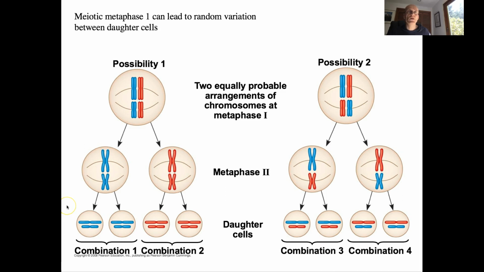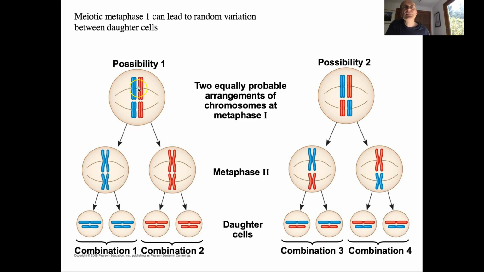Here's a figure that I wanted to show you that shows you another way how meiosis shuffles the chromosomes, and I mentioned that earlier on when we talked about metaphase. So I want to point this out again. In meiotic metaphase 1, that can lead to random variation between daughter cells. And what I mean with that is the following. This is metaphase 1, this is metaphase 2, and then these are the daughter cells in the end after meiosis. So this is leaving out a bunch of steps.